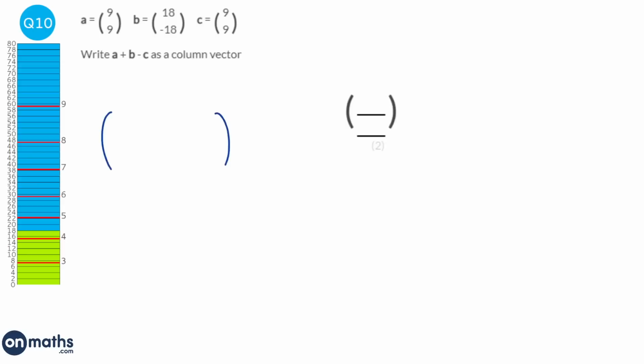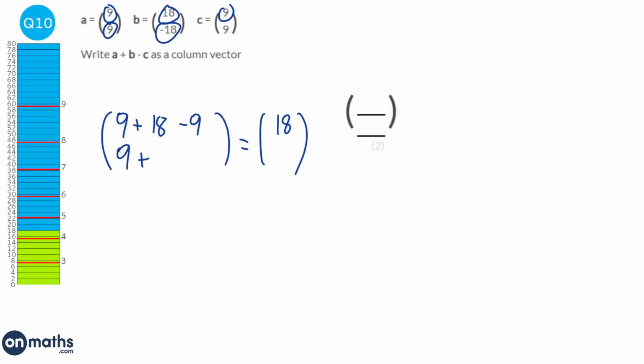So when we're doing column vectors and adding and subtracting them, we just literally add and subtract the top and bottom numbers. So A plus B minus C will be, just looking at the top, 9 plus 18 minus 9, which will equal 18. And the bottom will be 9 plus minus 18, so really minus 18, and minus 9. And so that will be minus 18.